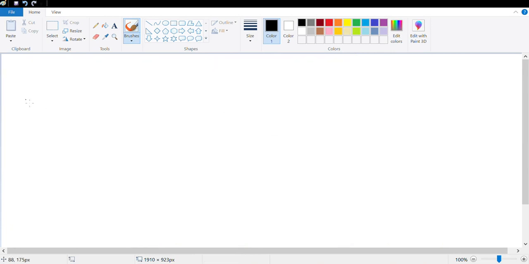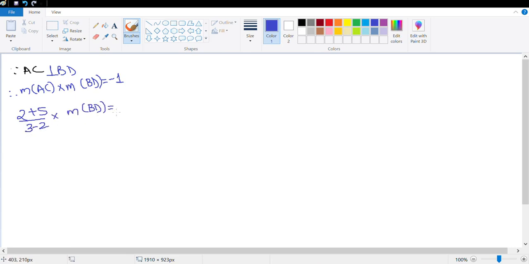So since AC is perpendicular to BD, therefore slope of AC multiplied with slope of BD will be equal to -1. Now slope of AC would be 2 plus 5 upon 3 minus 2 multiplied with slope of BD will be equal to -1. 2 plus 5 is 7, and this is 1. So this is 7 into slope of BD is equal to -1. Therefore slope of BD will be equal to -1 upon 7.